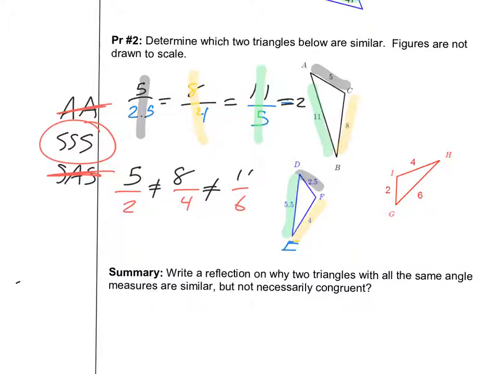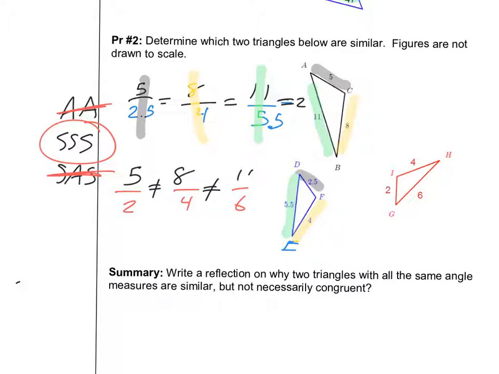Okay, so I set up a bunch of proportions here. I first compared ACB and DFE because I saw that the 5 and the 2.5, like I know that 5 is exactly double 2.5, so I thought maybe I could compare all these numbers. And sure enough, if I did 5 over 2.5, because that's the small side, 8 over 4, because that's kind of like the middle side, and 11 over, sorry, that should say 5.5. If I do those ratios, they all are equal. They all equal 2. So I do think these two are similar.